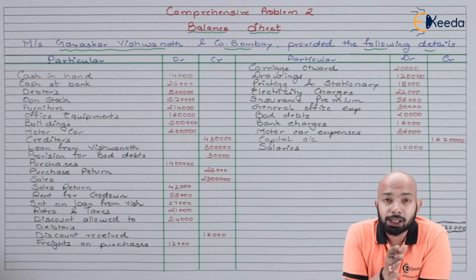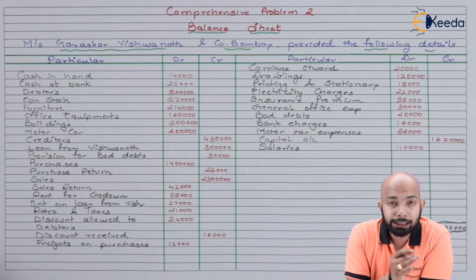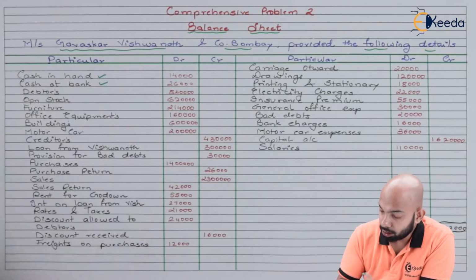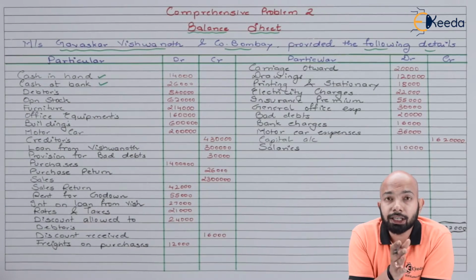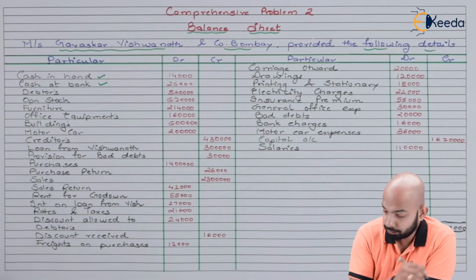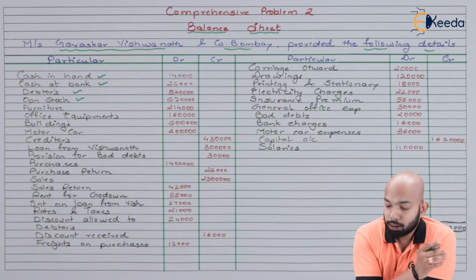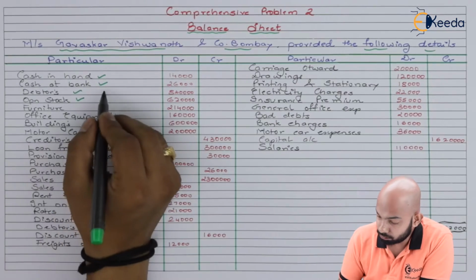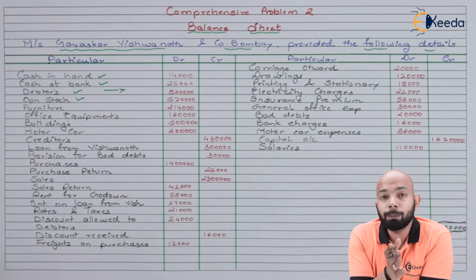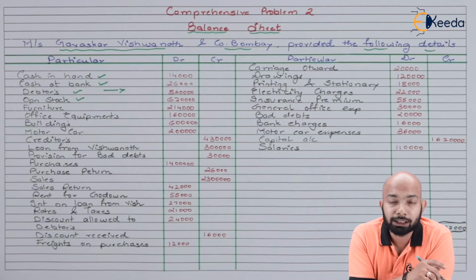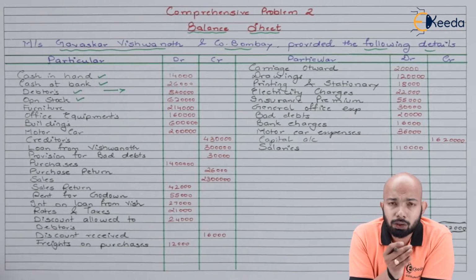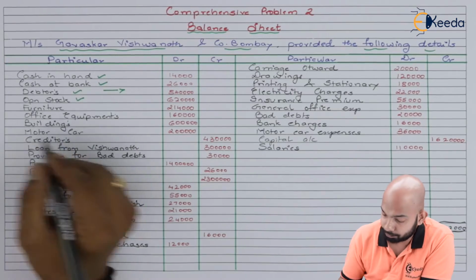Now, when we talk about the trial balance, we have all the details here. The first thing mentioned is cash in hand and cash at bank. Cash in hand is 14,000, cash at bank is 26,000. The next one is debtors, which is 8,60,000, and the opening stock, which is 6,20,000. Debtors will be a part of the balance sheet, and opening stock will be a part of the trading account, so we have to phrase them accordingly.